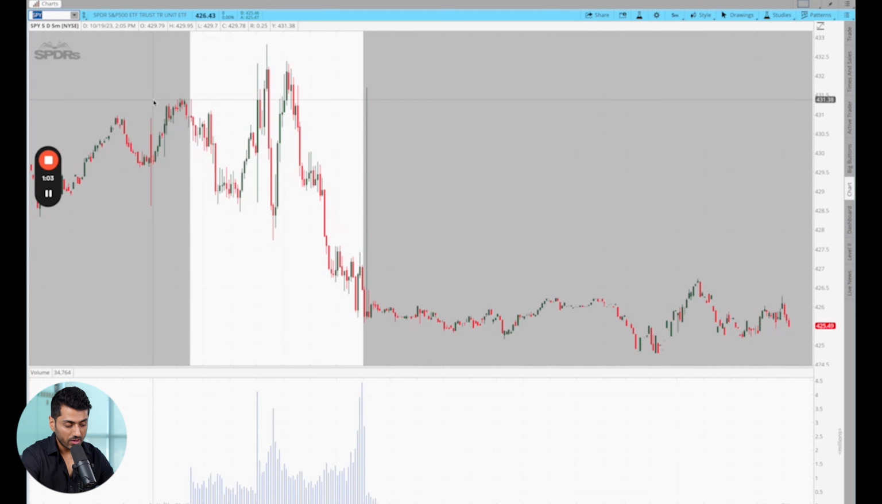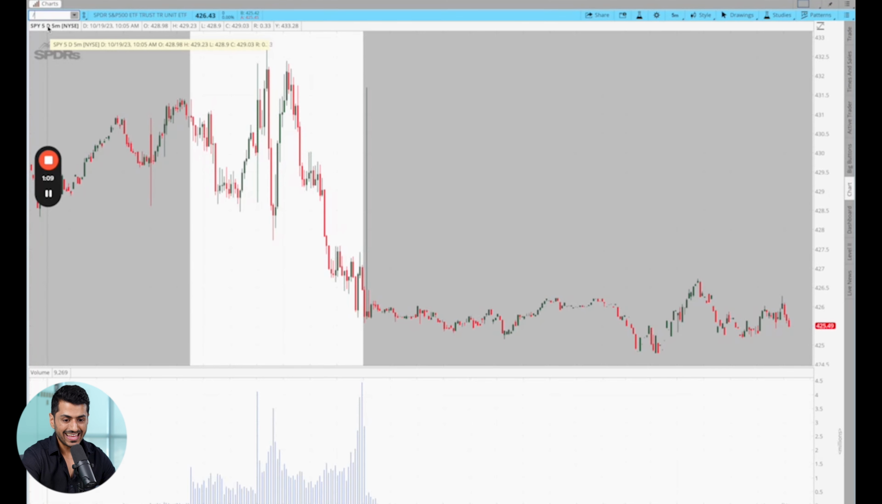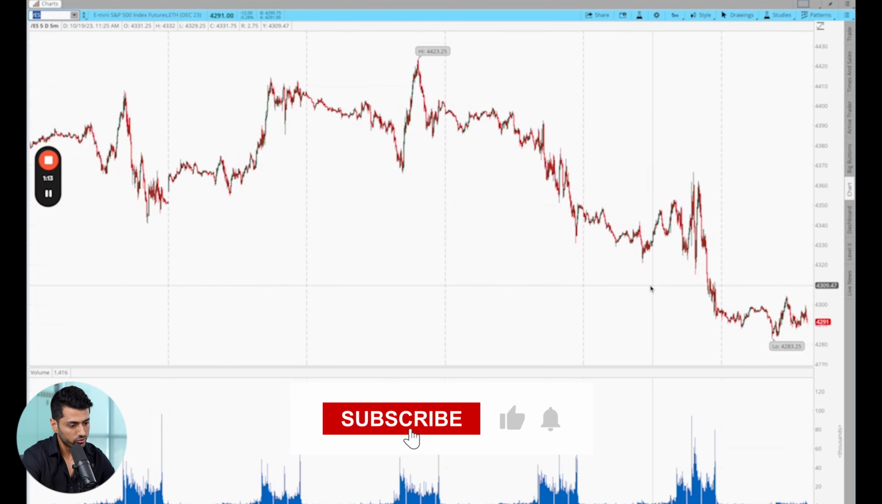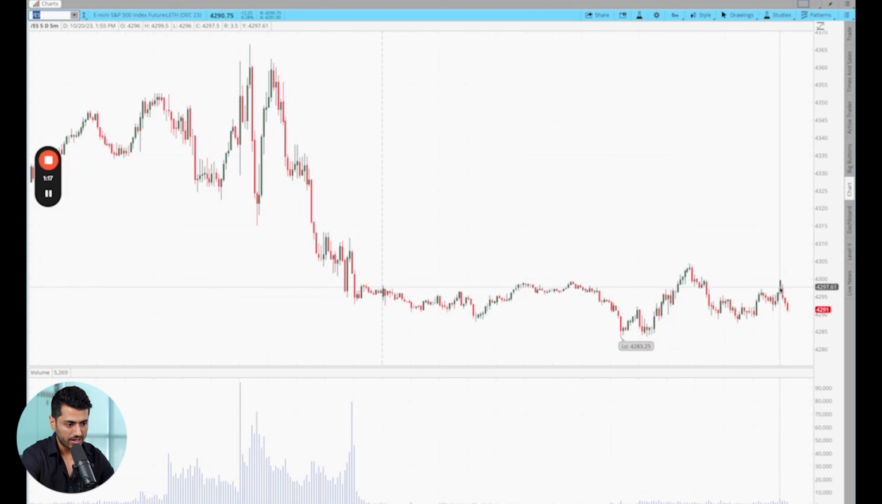So the platform I'm using today is Thinkorswim. In order to open S&P futures, I'm going to write here ticker ES. This will open S&P E-mini 500 future contracts, right? So this is the price section, what you are seeing here. This is a 5-minute chart. Each bar is representing the price action for 5 minutes. Now, futures are trading at 4290.50. This is an overnight session as the market has not opened yet.